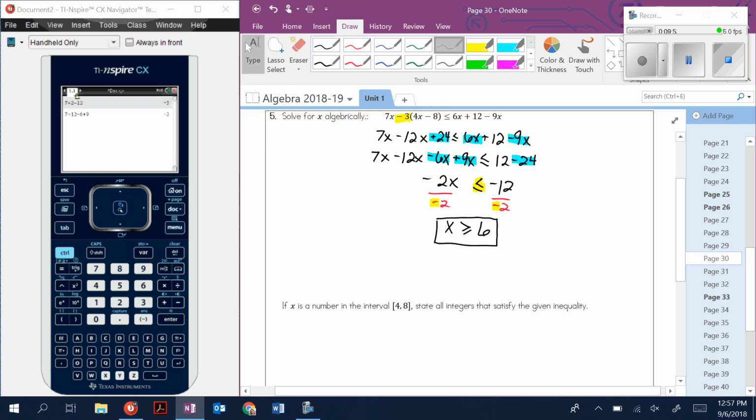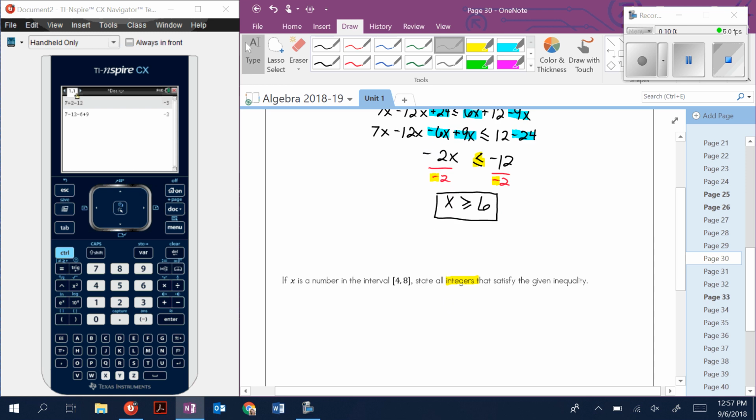Okay, let's keep going. If x is a number in the interval from 4 to 8, and it includes all of them, state all integers that satisfy this given inequality. Okay, so the first thing that we need to talk about is the integers between 4 and 8. So that would be 4, 5, 6, 7, 8. Integers, no decimals, no fractions, just positive and negative whole numbers. In this case, they're all positive.